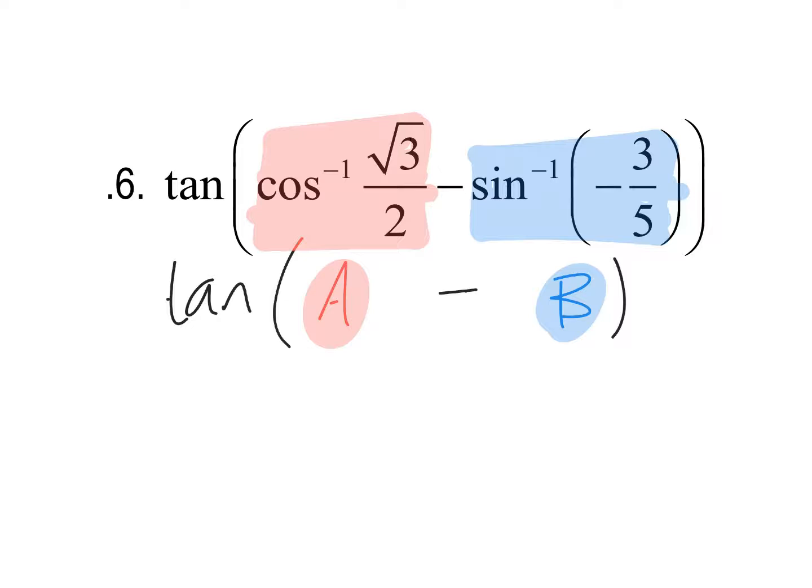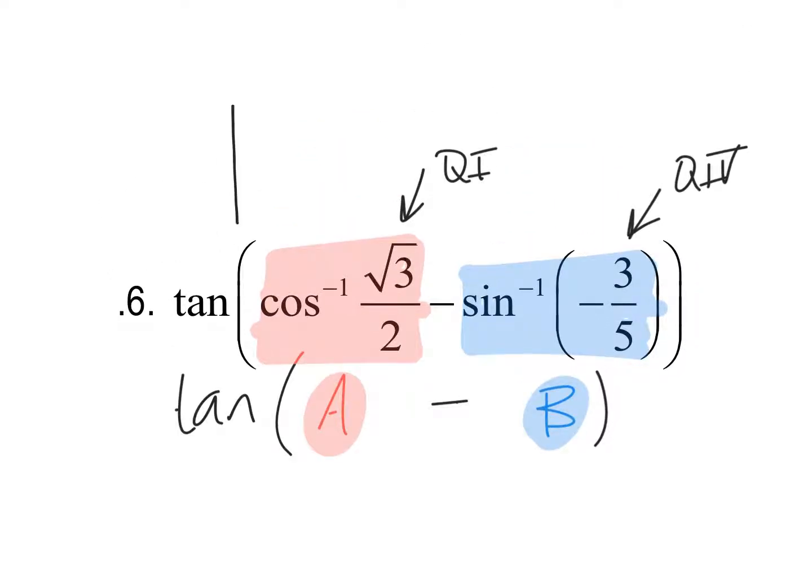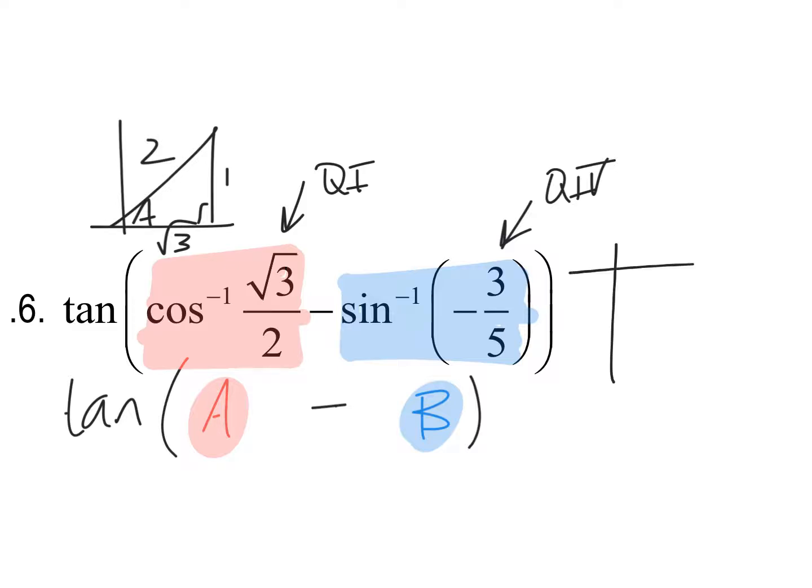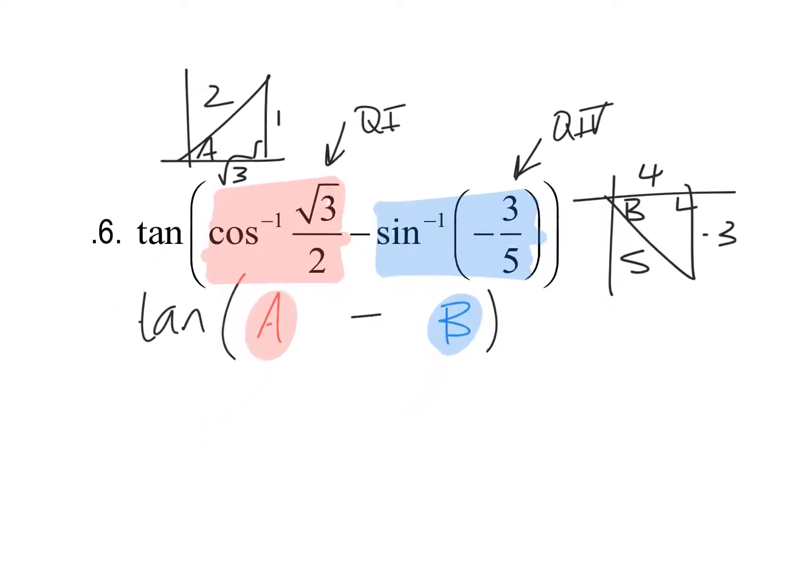So let's figure out what quadrants we're in here. The cosine is positive in quadrant 1. The sine is negative in quadrant 4. Okay, so that's looking up at the chart. Sine is restricted to quadrants 1 and 4, and in 1 it's positive, so in 4 it's negative. So I'm going to draw these 2 triangles really quick. This is my A triangle, so cosine radical 3 over 2, that makes this 1. And then in quadrant 4, this is my B triangle. The sine is negative 3 over 5. That makes my x value 4 by Pythagorean theorem.